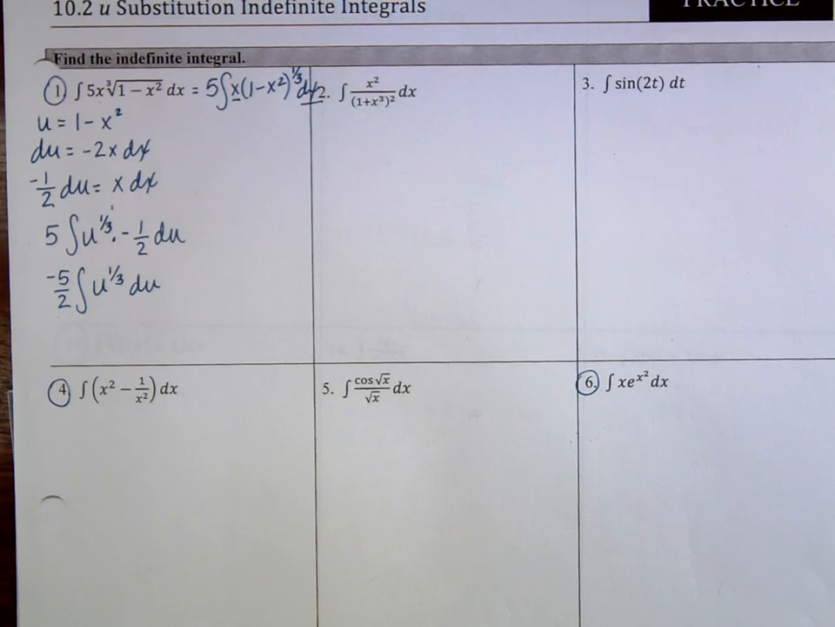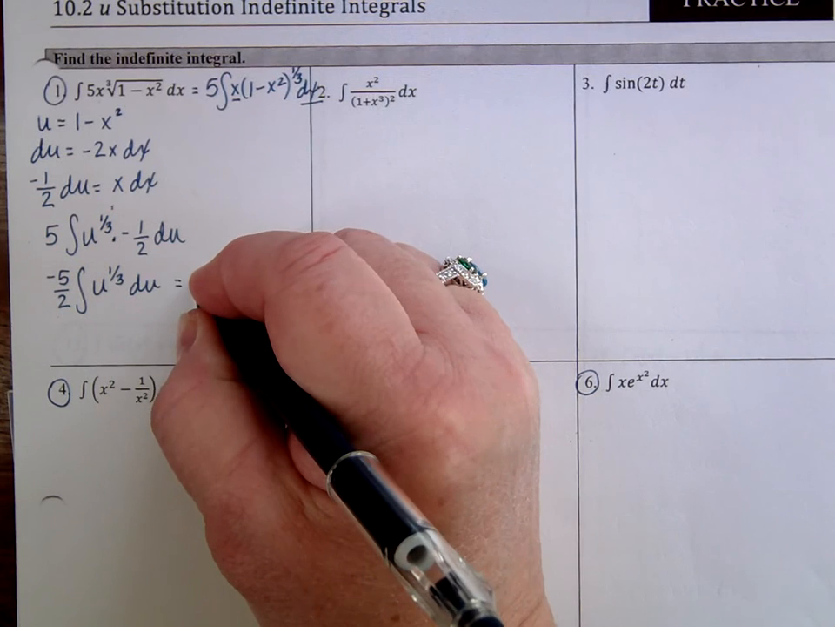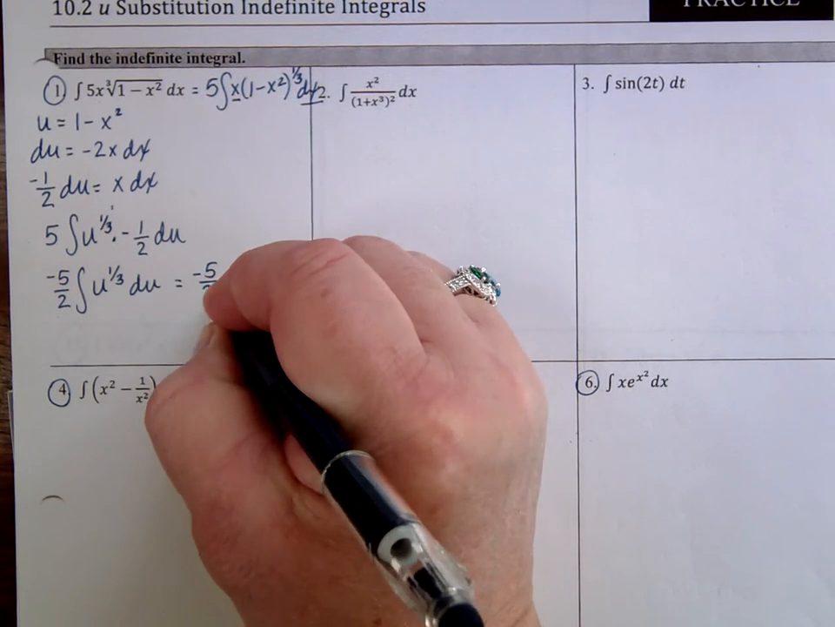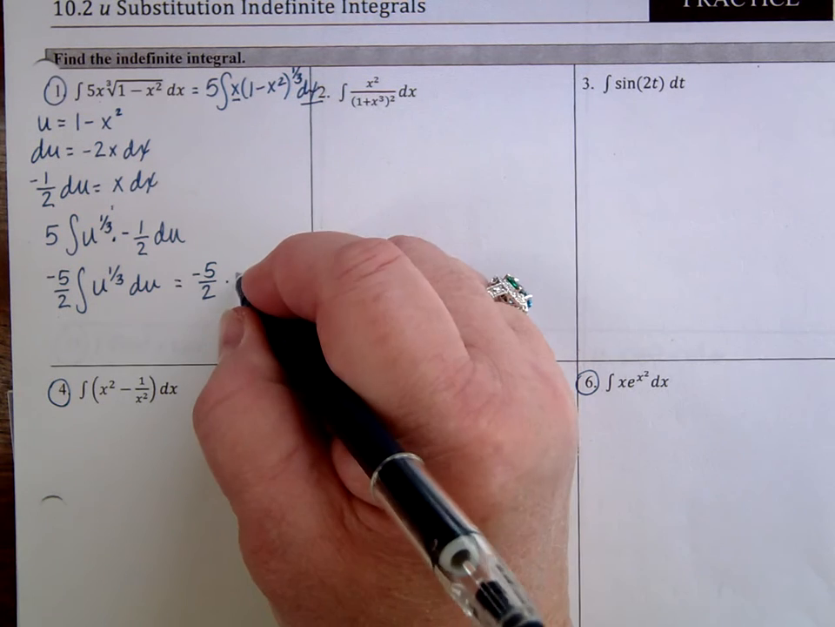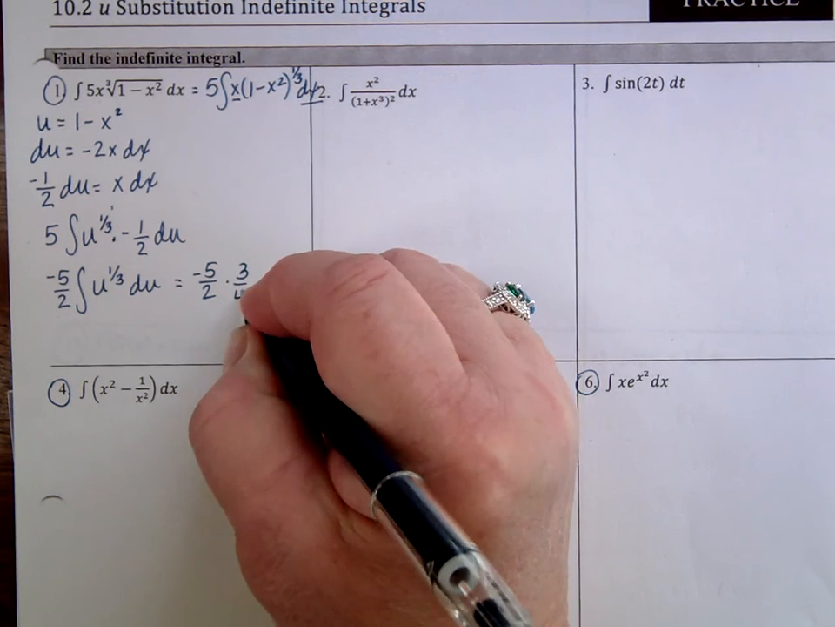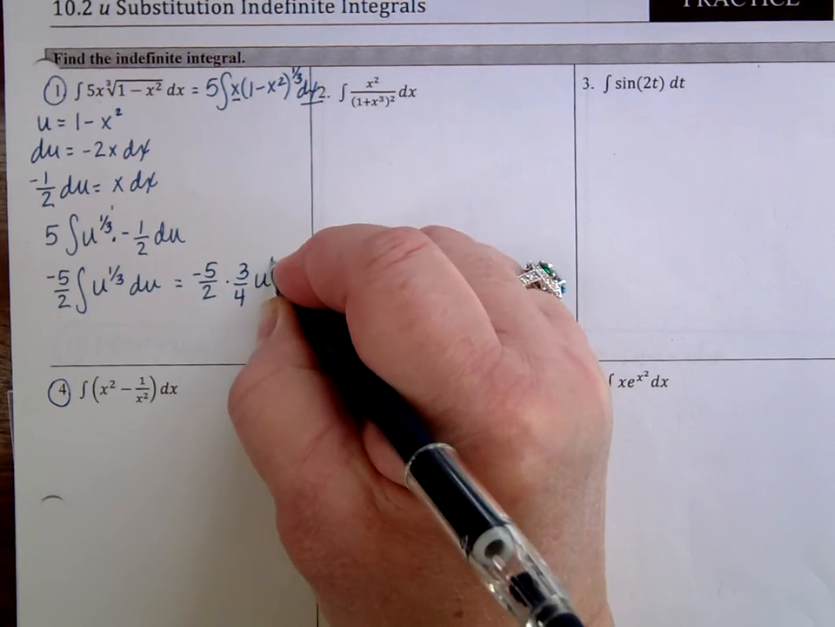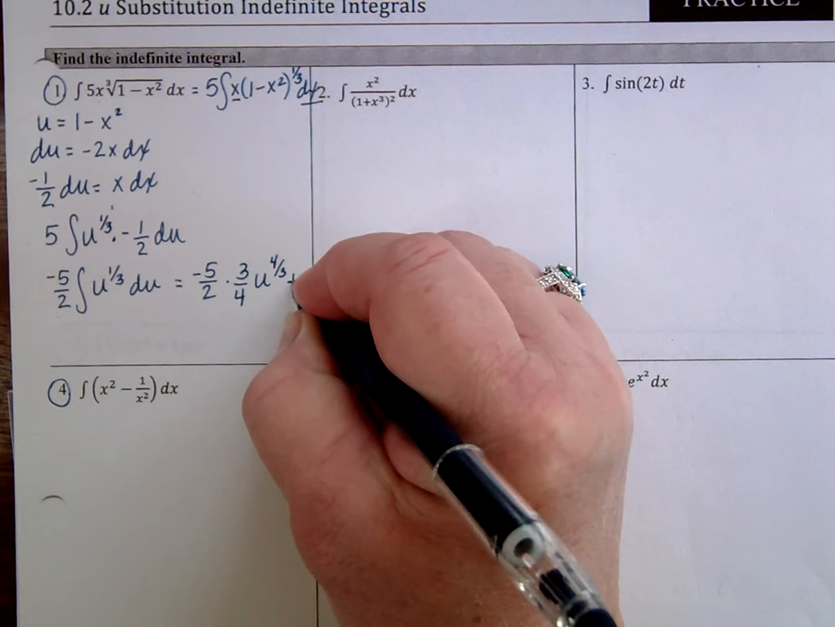All right, so now I want to integrate that. So I raise it to an additional power. 1/3 plus 3/3, one more power, is 4/3. And I need to take that, got the negative 5/2 in front, and divide it by 4/3. Well, when you divide by 4/3, we've seen this with other problems, that gives us a 3/4 u to the 4/3. And then it's a plus C.